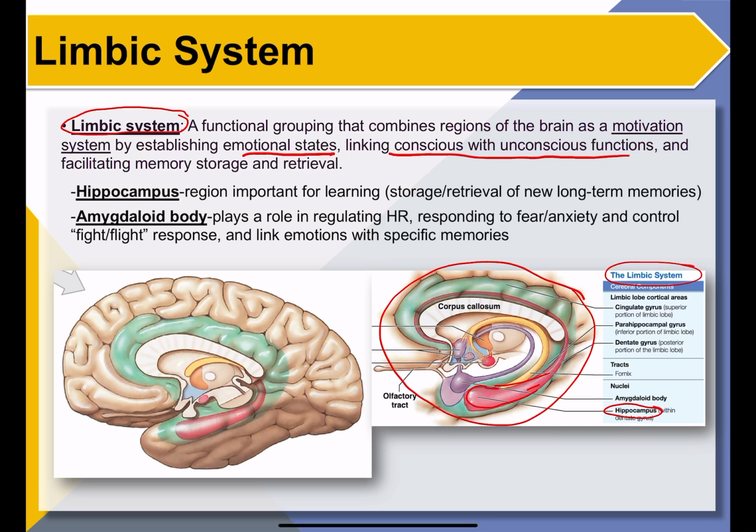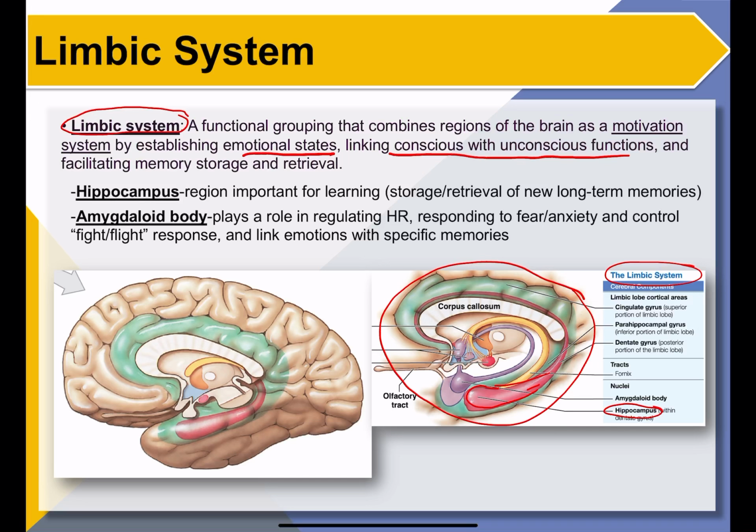And hence in Alzheimer's patients, who have problems with memory, this particular region of the limbic system is one of the earliest and most severely affected structures in the brain because it has to do with memory.